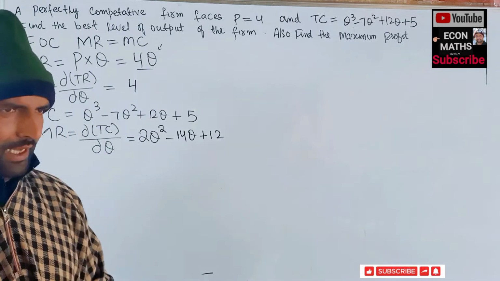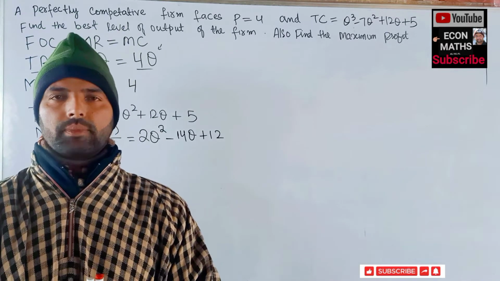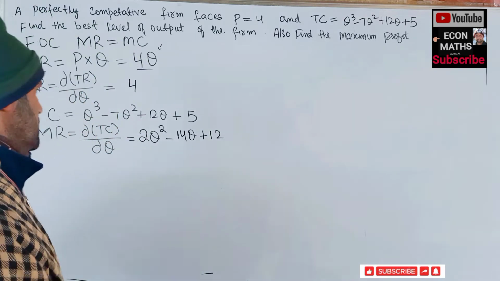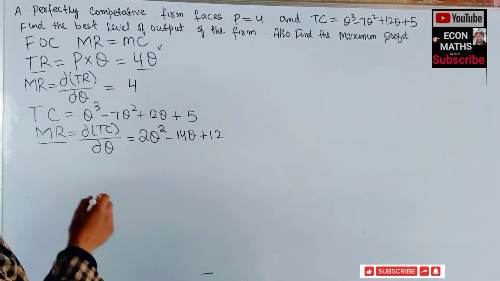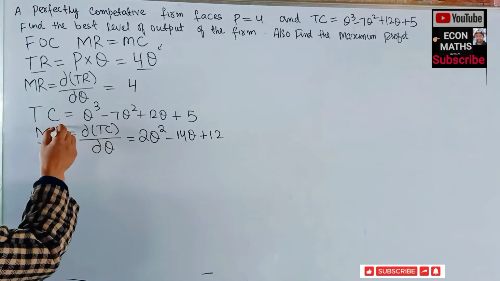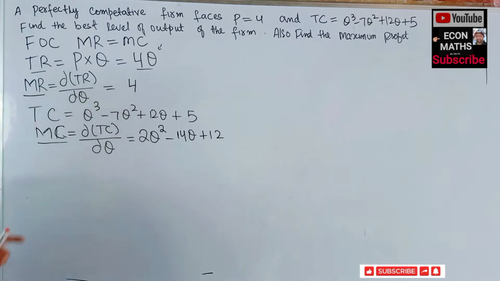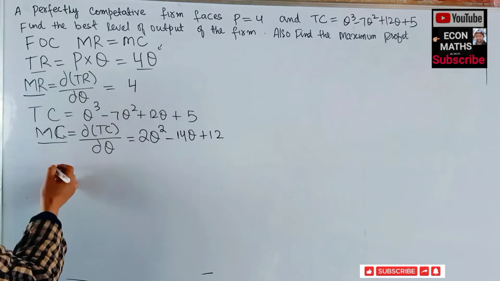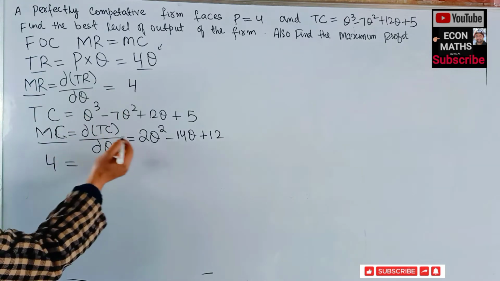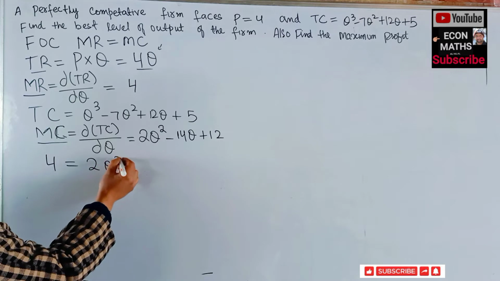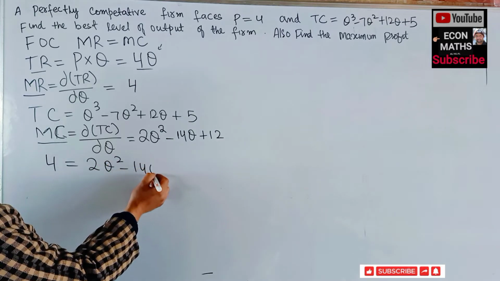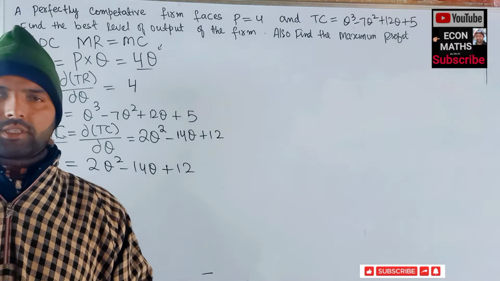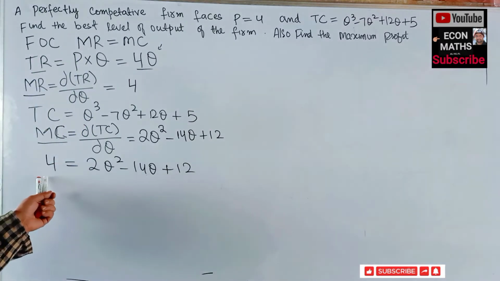As we have told earlier, the first order condition for profit maximization is that marginal revenue should be equal to marginal cost. Our marginal revenue is this, marginal cost is this. We will equate these two. So marginal revenue is equal to 4, so I will write 4 equal to 3q square minus 14q plus 12. So this is the first order condition for profit maximization, that is, marginal revenue should be equal to marginal cost.